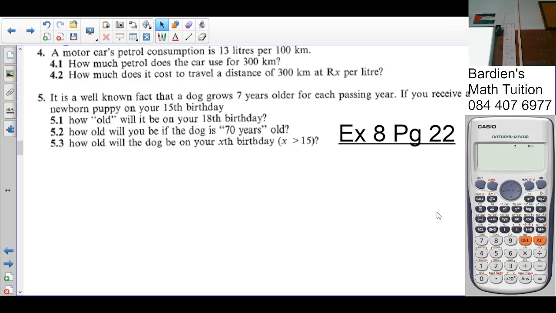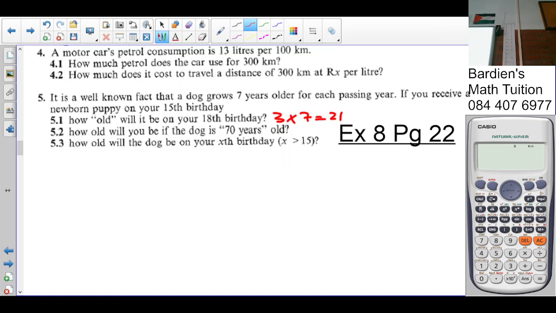So if you receive the newborn puppy on your 15th birthday, how old will it be on your 18th birthday? So how many years later is that? 3 years. So how old will the dog be? It's 3 years later, 3 times 7, which is 21 dog years. Not so? Nice.